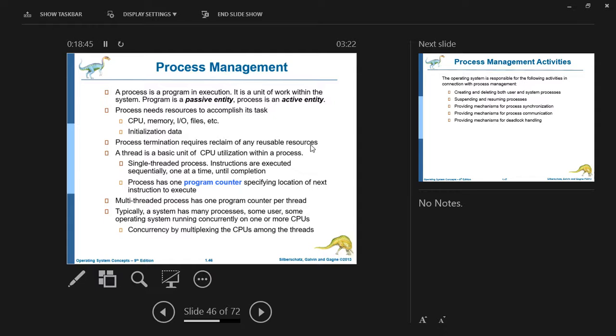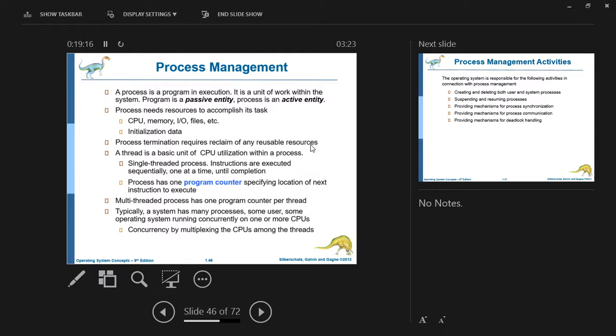What resources does it require? The major resource is, of course, the CPU. In addition to that, it may require memory because all the time it has to fetch the instructions and data that are available in the memory. Sometimes it may need certain external data, for which it requires I/O devices, and certain information is available in the form of files on the hard disk. Also, sometimes it requires some initialization parameters to start with. Process termination requires reclaim of any reusable resources.